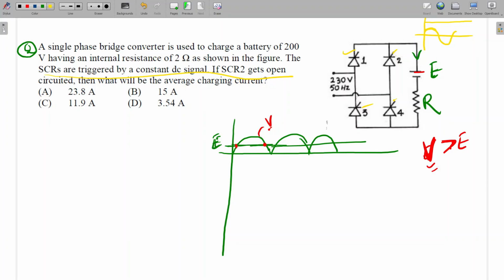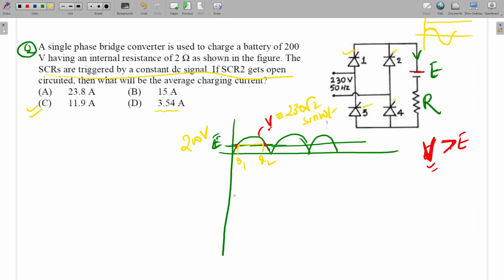Okay. So now we can calculate the value when it will be forward biased. This is the crossing point, theta 1, theta 2. So the E value is how much? E is equal to 200 volts. And this V is equal to how much? 230 root 2. Sir, the answer is 3.54 for omega t? No, this is the correct answer, 11.9. Okay, sir. So see how we can calculate.